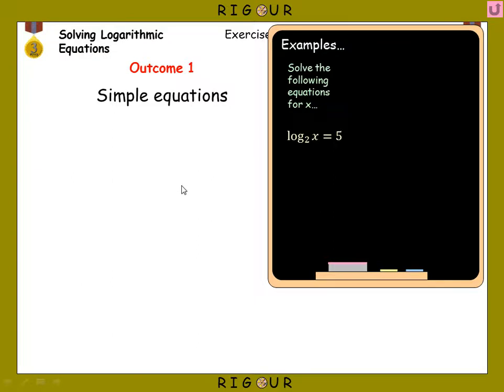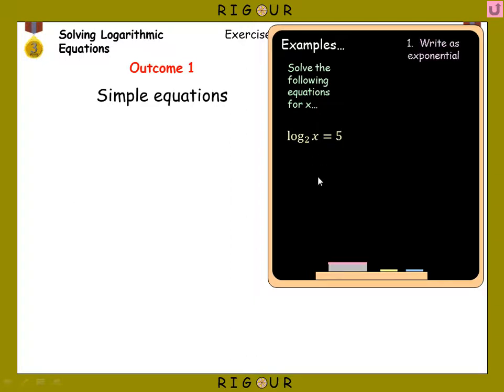So we've got first of all log to the base 2 of x equals 5. So it's an equation because it's got an equal sign in it and it's got an unknown value, and it's a logarithmic equation because it's got a log in it. Now the aim of solving any equation is to try and get x on its own, and that's what we're going to do here. Just because it's a log equation, it doesn't change the goal of solving an equation.